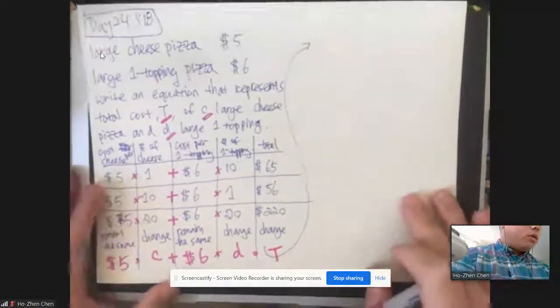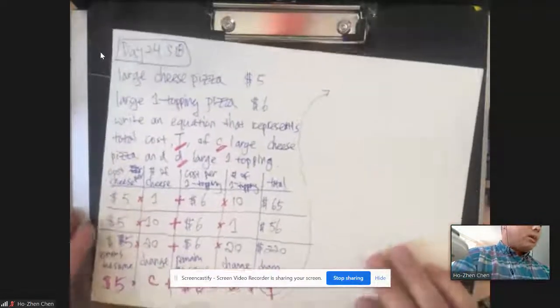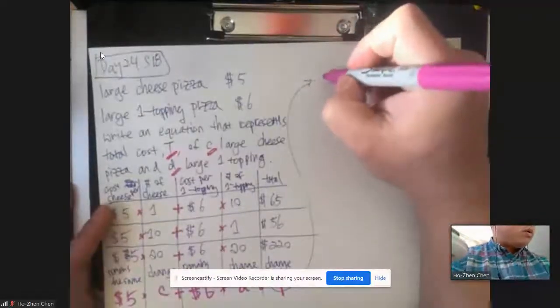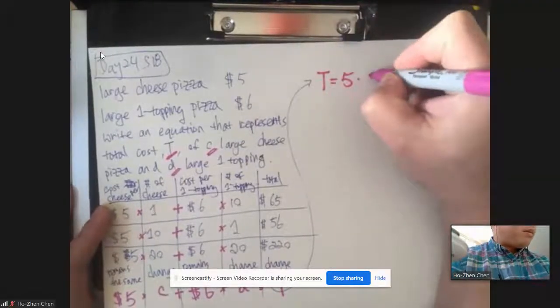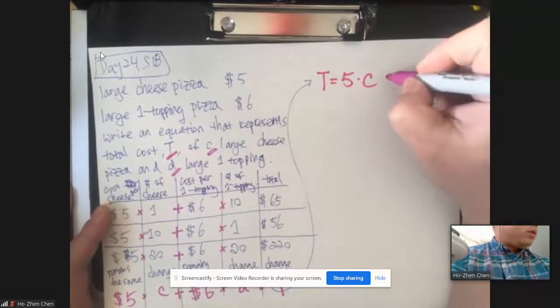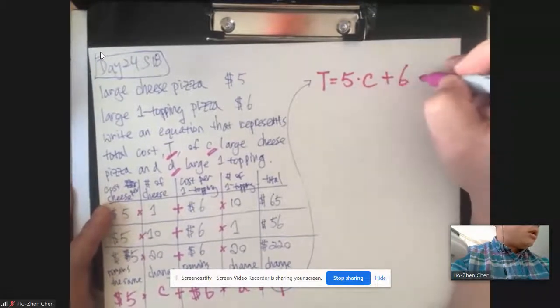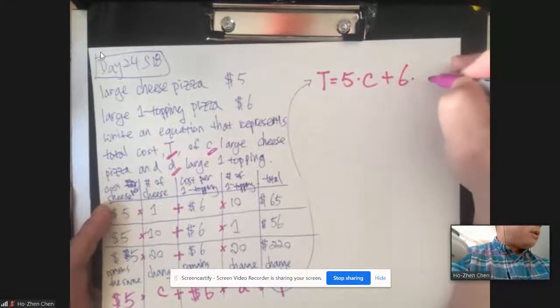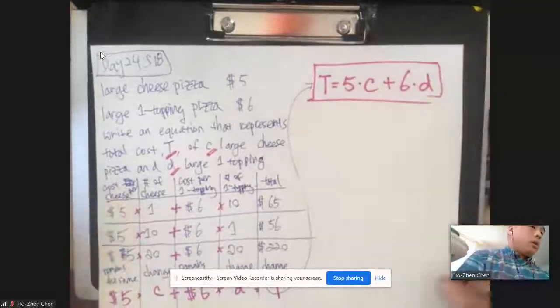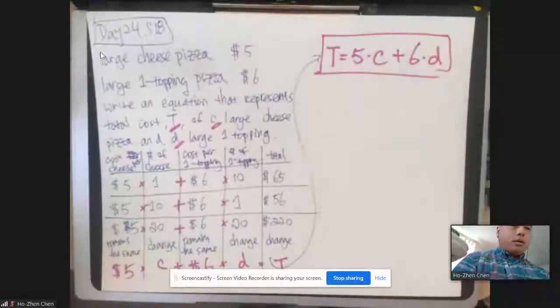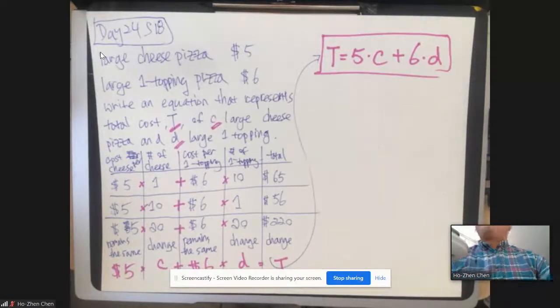And so if you just want to put a simple answer on top, this would just be the total cost equals 5 multiplied by the amount of cheese pizza ordered C plus 6, the price for one topping pizza, multiplied by D. That would be what you put into Desmos. Again, the space arrangement is a little different. I'm still modifying things, but that will conclude slide 18.